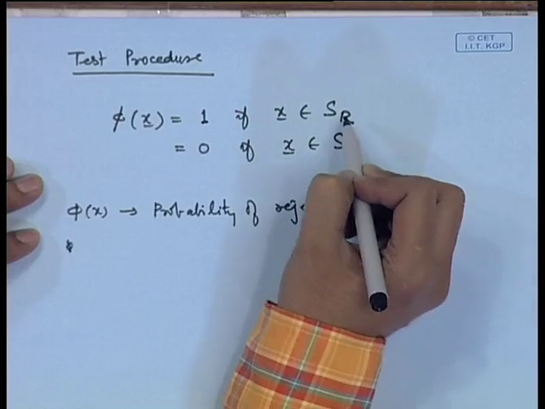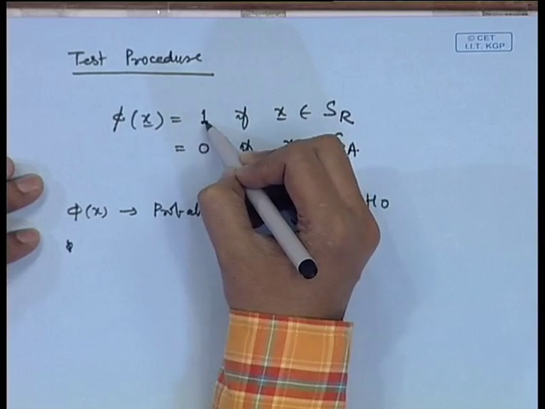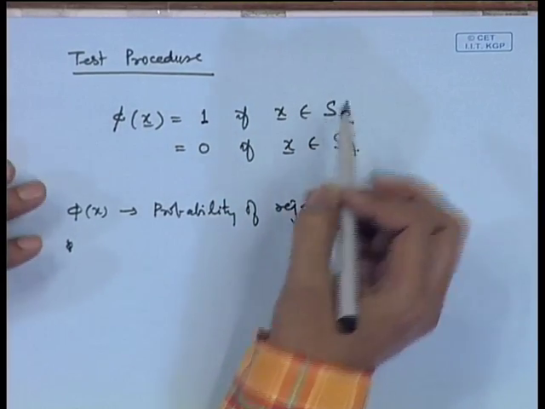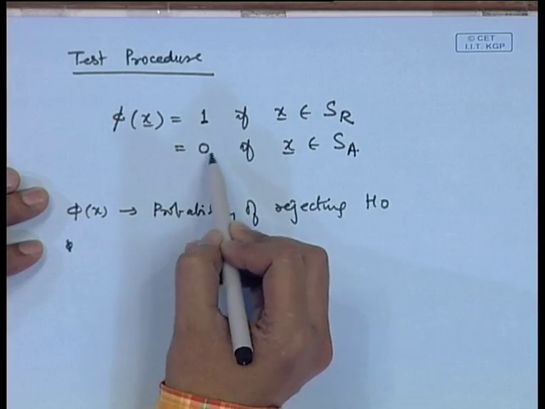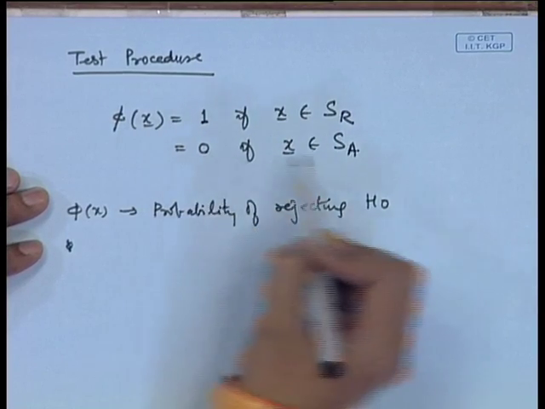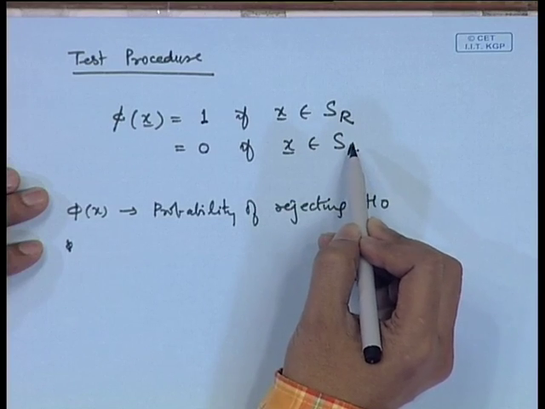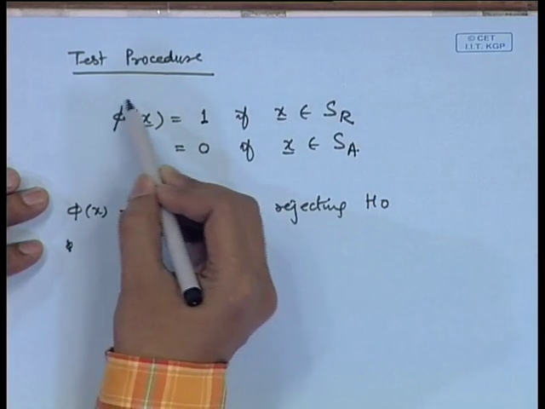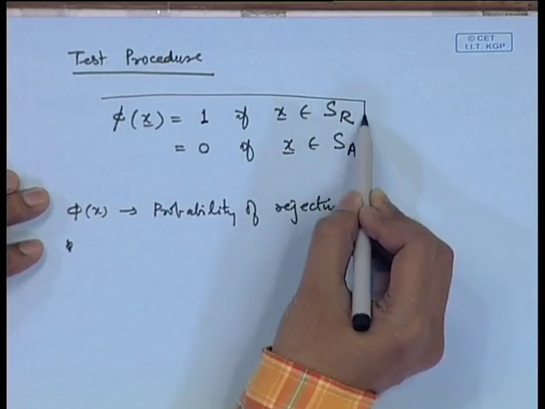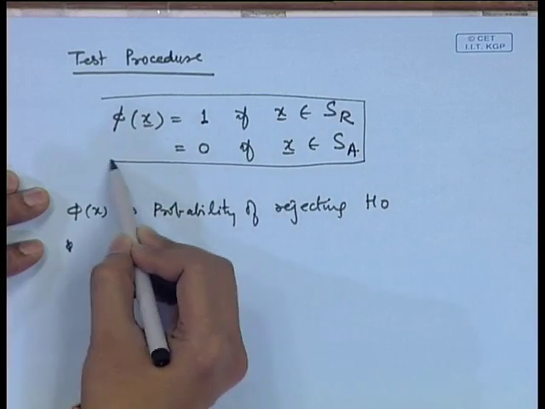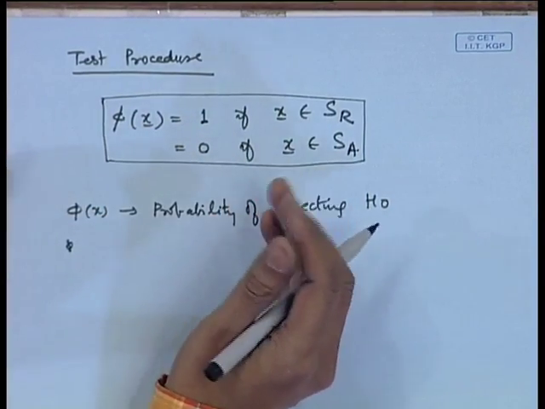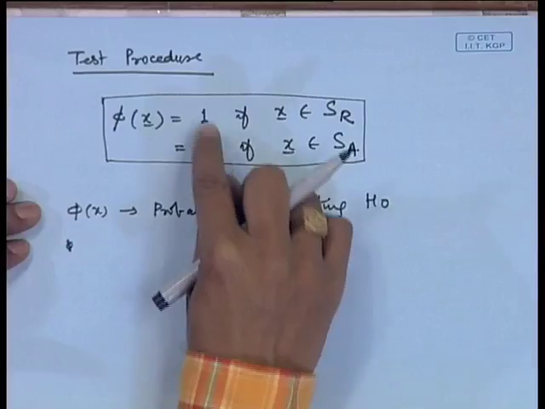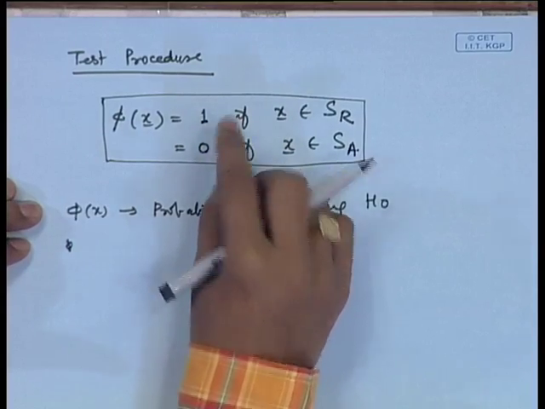If I say phi x is equal to 1, that means if x belongs to S R, we reject H naught with probability 1, that means we always reject. Similarly, probability is 0 if x belongs to S A means that we never reject H naught when x belongs to S A. This description of the test function is also in concordance with the concept that I said, that we either reject a null hypothesis or we do not reject the null hypothesis. So, this interpretation is based on that.